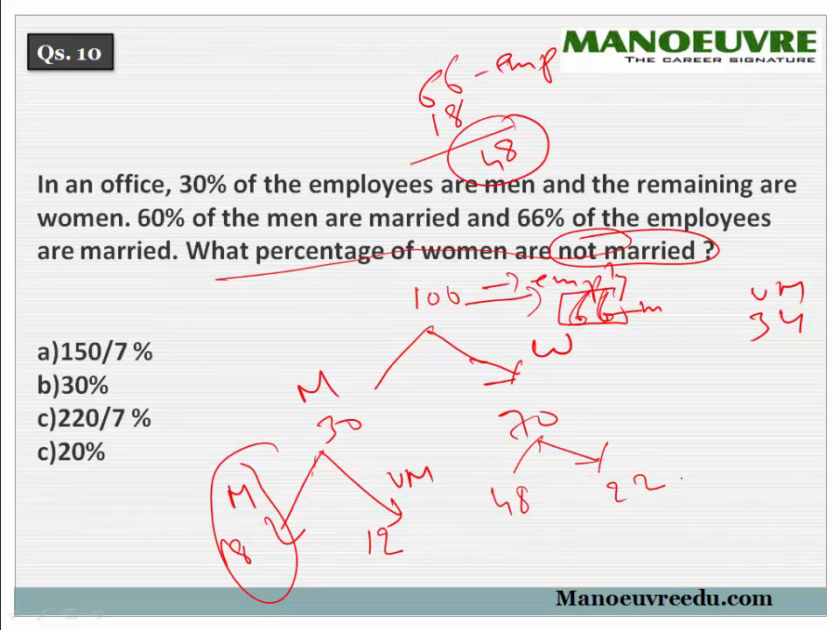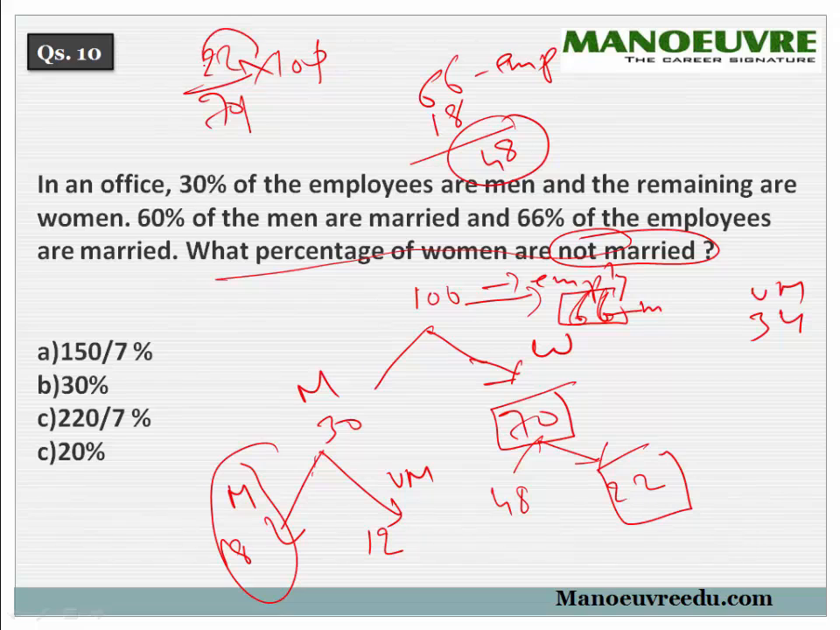What percent of women are not married? So overall women is 70. Out of this, 22 is not married. So simple, 22 upon 70 into 100. This gets cancelled, this is 220 upon 7. Very nice question. C is the answer. Great.